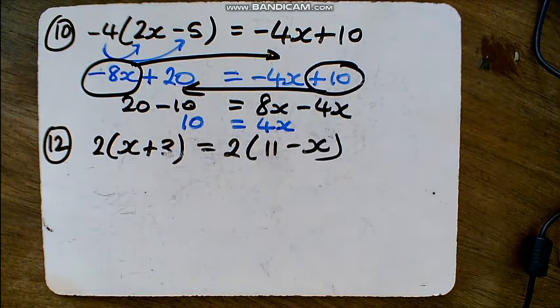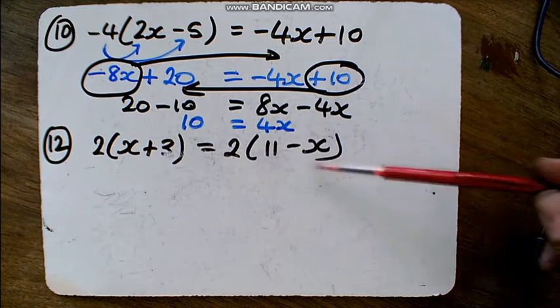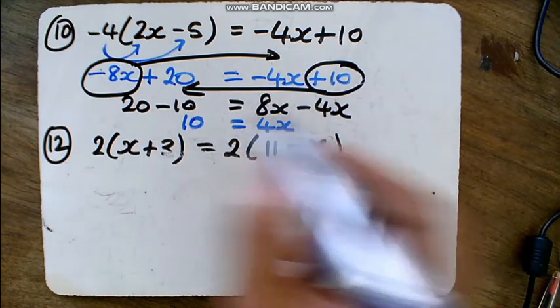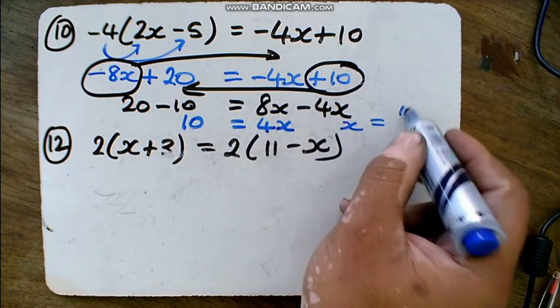Divide both sides by 4. Right, you know why we're dividing by 4? Because we are interested in solving for x, okay? So divide both sides by 4. Divided by 4, divided by 4, x is going to be 10 over 4.